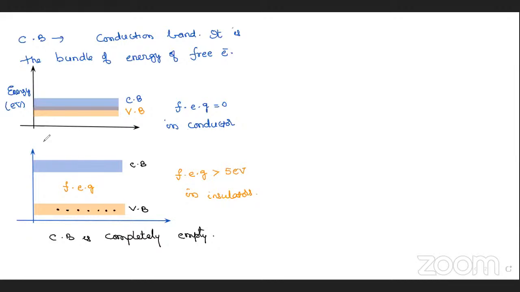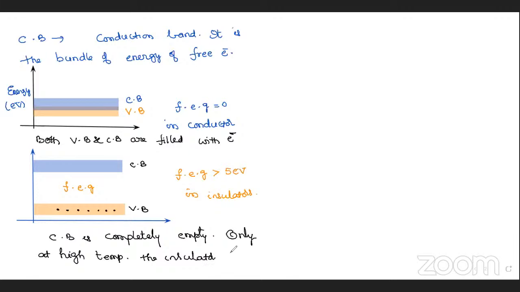If you want to write, you can write both valence and conduction bands are filled with electrons. Only at high temperatures, because of acquiring the required thermal energy at high temperatures, the insulator behaves as a conductor. This is what they said in case of insulator. Practically, that is correct only. At high temperatures, increase the temperature of insulator, yes, free electrons will be available in the insulator and they send the current.